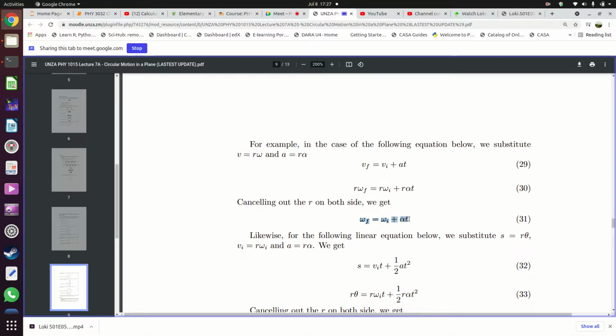This equation, equation number 31, is a carbon copy of equation number 29: Vf is equal to Vi plus a t. This is the third equation which is a copy of an equation we know. So the good news is this thing repeats itself. Whichever equation you have, as we are going to show, there is a copy of that equation in circular motion. So you just need to know what to replace. You replace s with theta, you replace v with omega, and you replace acceleration A with alpha.